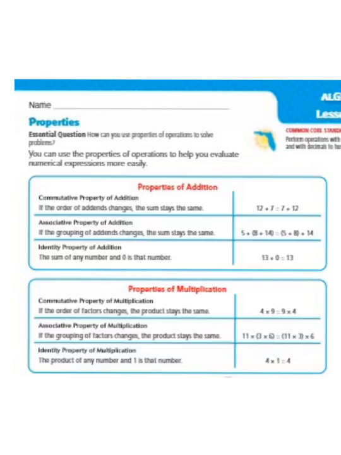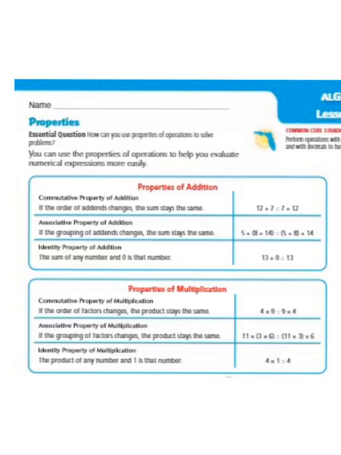Then we have the associative property of addition, which means if the grouping of addends changes, the sum stays the same. For example, if we look over here, we see 5 plus parentheses 8 plus 14 parentheses. And if we add that together, even though we have the 8 plus 14 grouped, it's going to give us the same sum as if we move the parentheses around the 5 and the 8, plus 14.